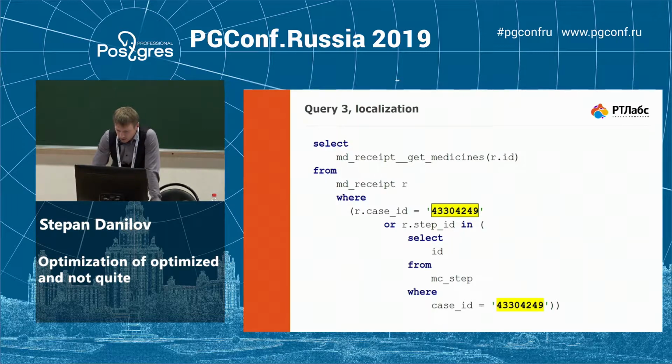Let's speak about business logic. MD receipt is a table of prescriptions, and these prescriptions are given to patients when they visit a doctor. Step ID is the identifier of this visit, and also we have the identifier of a medical case. A case includes a lot of visits. So the query checks that this prescription was given to a patient within the framework of the case and within their visit. Denormalization is used to speed up search. Both these identifiers are stored there.